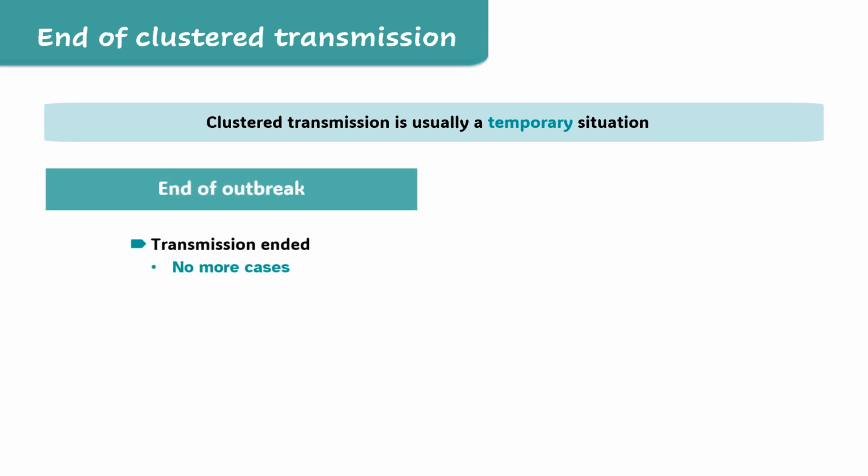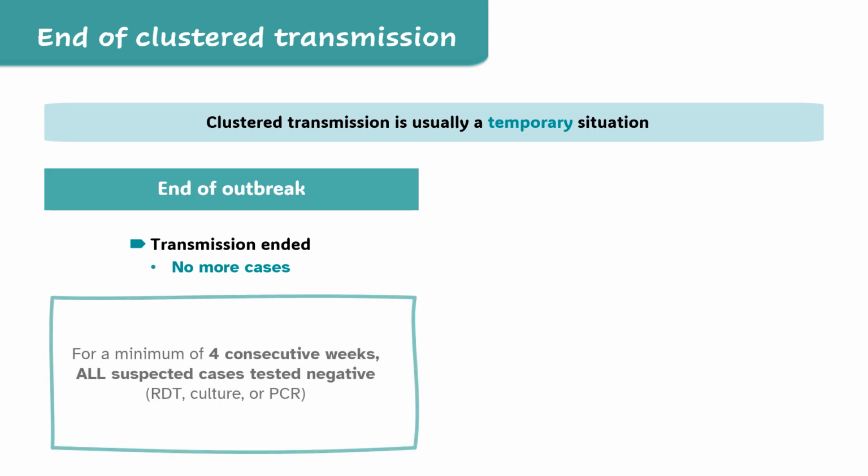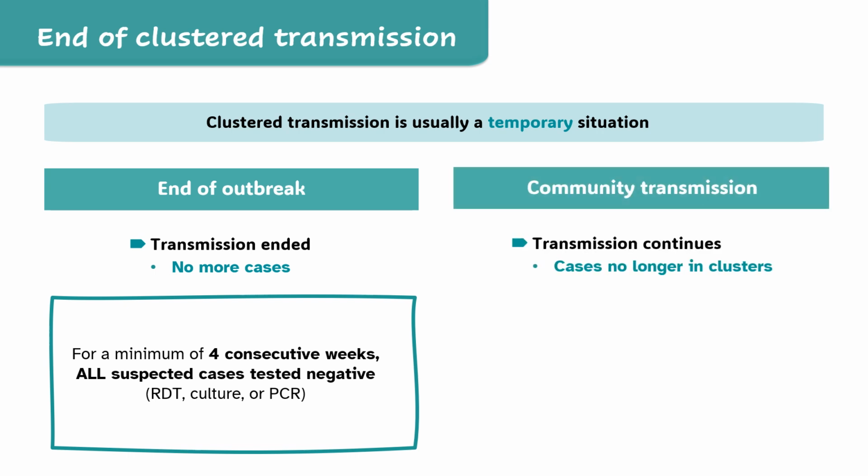The most favorable evolution is that transmission has been successfully ended. This is the end of the outbreak. Clustered transmission has been successfully ended when for a minimum of 4 consecutive weeks, all suspected cholera cases have a negative test result by RDT, culture, or PCR. A more pejorative evolution is when transmission continues, but is no longer occurring in clusters. Instead, transmission is occurring in the community.